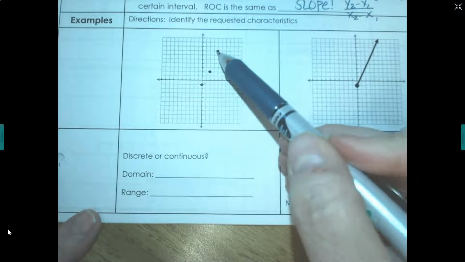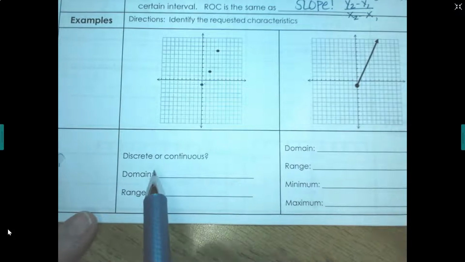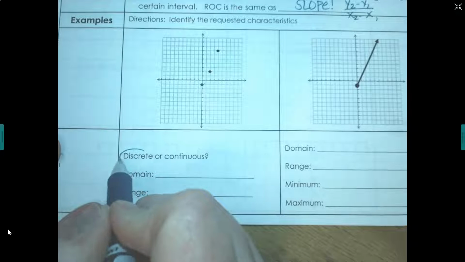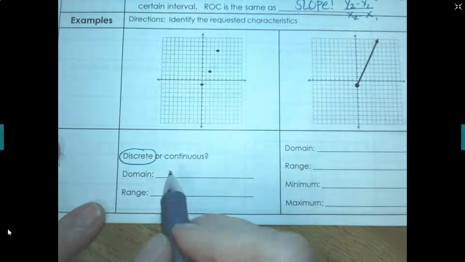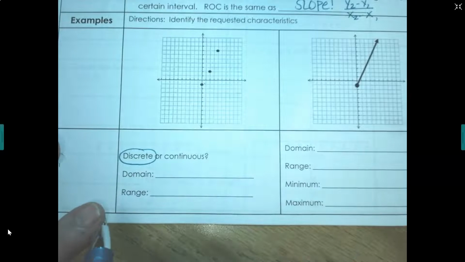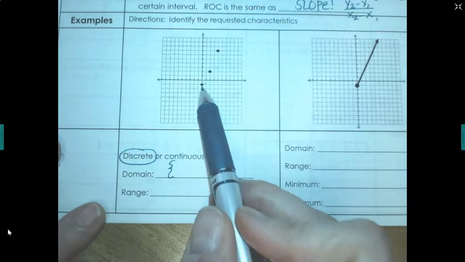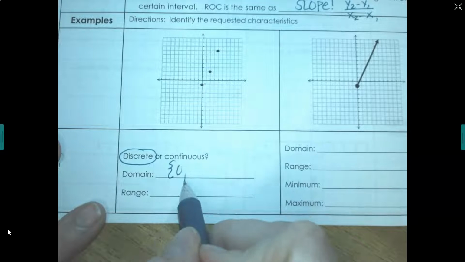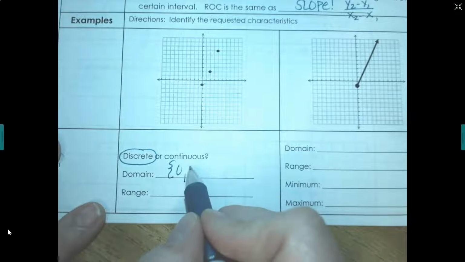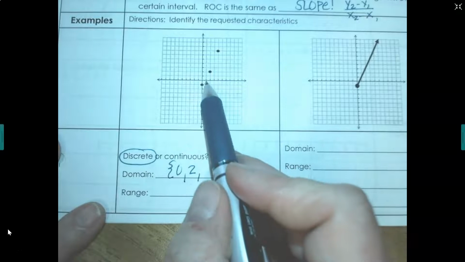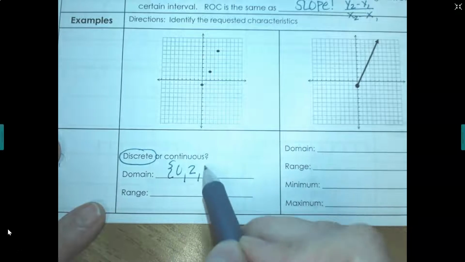We're seeing individual points. These are not being connected together. That means this is discrete. When you have a discrete graph, you can name the actual individual x and y values. So for my domain, my smallest x value is where x is 0. Then I have where x is 2. And then I have 1, 2, 3, where x is 4.